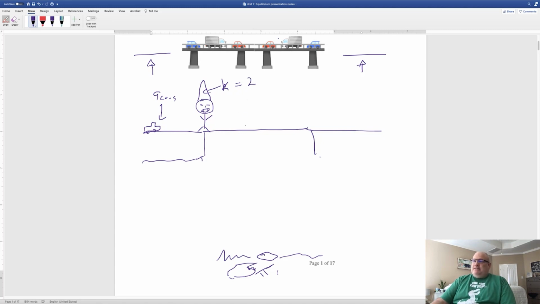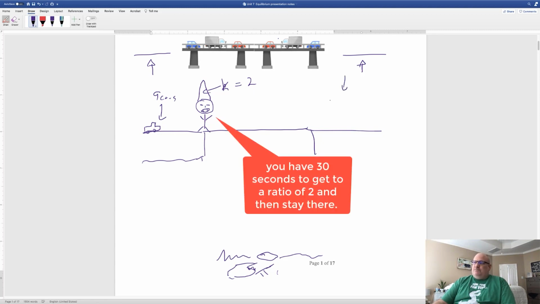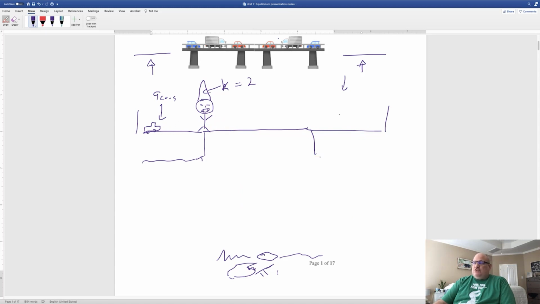And what that means is that this side, the product side, so to speak, has to have double the number of cars as the reactant side does. Now, here's the thing. There are walls on these sides here, so you can't get out or anything. The K says, hey, if you don't get to where there are 2 times as many cars on this side of the bridge as there are on this side, immediately all the puppies in the world die.